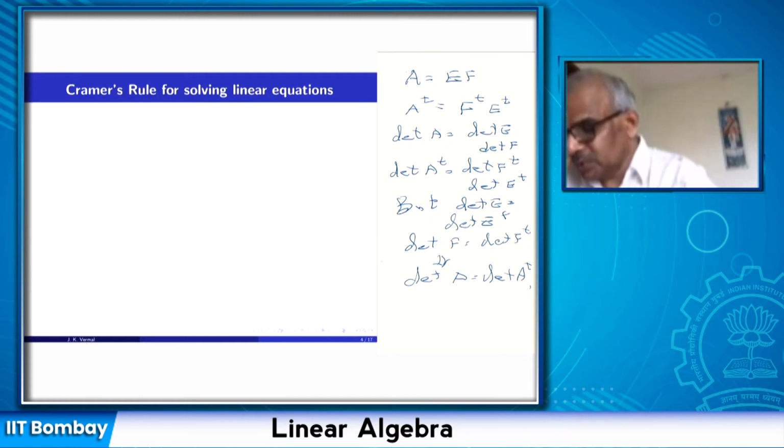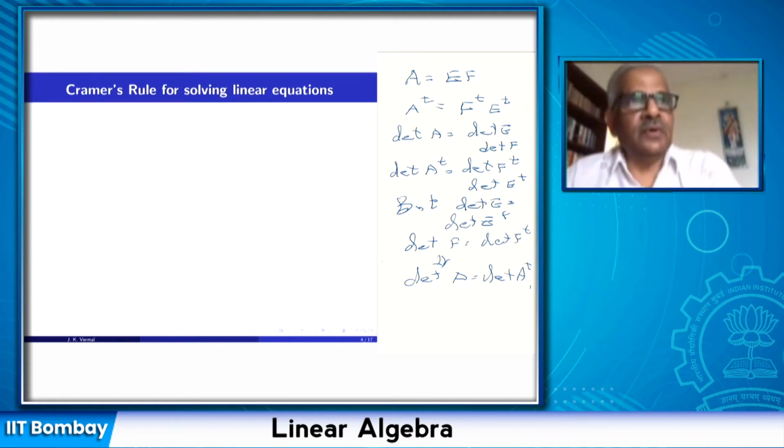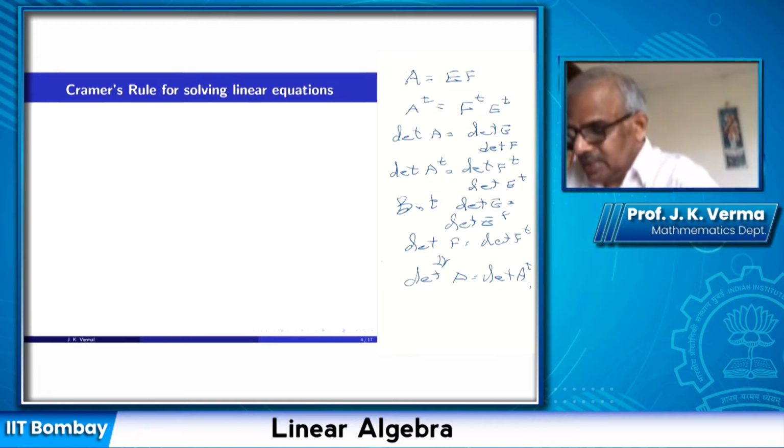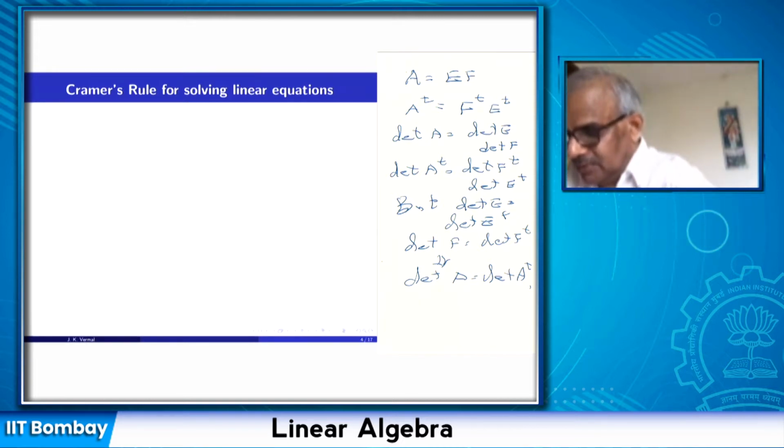This leads to Cramer's rule for solving linear equations, which you have seen for a 2 by 2 or 3 by 3 system of linear equations. If you have as many equations as number of variables, using Cramer's rule you can solve if the determinant is not equal to 0. So let us do it for a system of n equations in n unknowns.